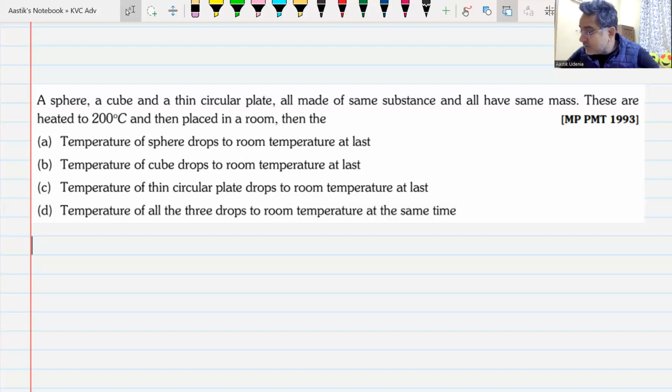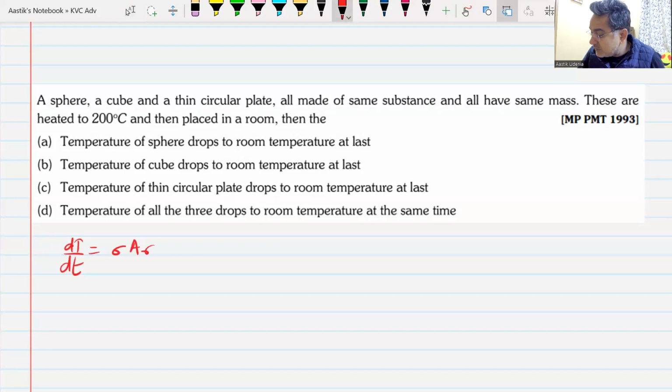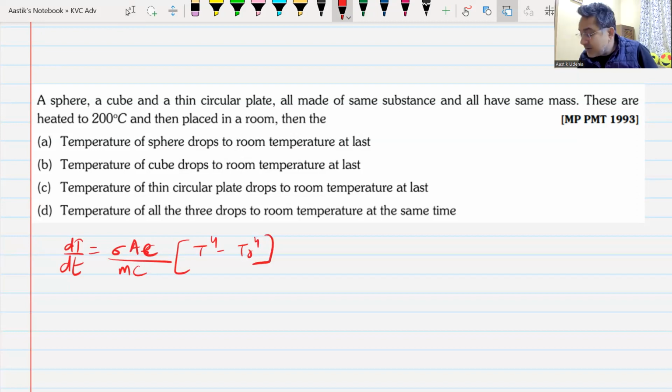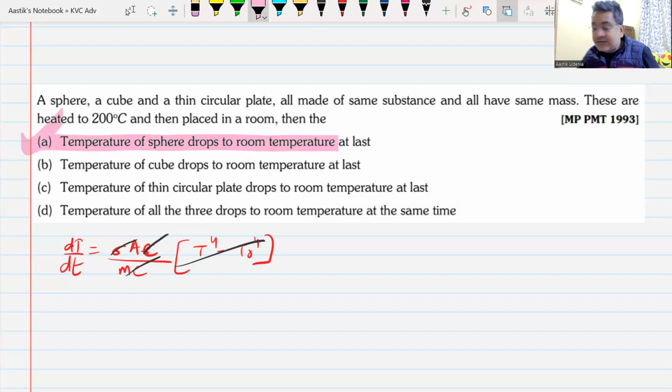Now, we have seen the rate of cooling, dT by dt, equals E A sigma by mc times (T to the power 4 minus T naught to the power 4). Mass is written as volume into density. Mass is the same for each and every one. Everything is the same, so this depends directly on the area. For a given volume, a sphere has the least area, and therefore the answer would be A.